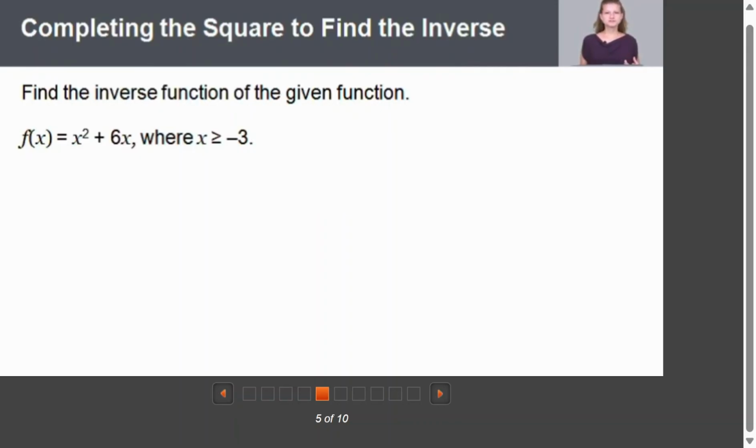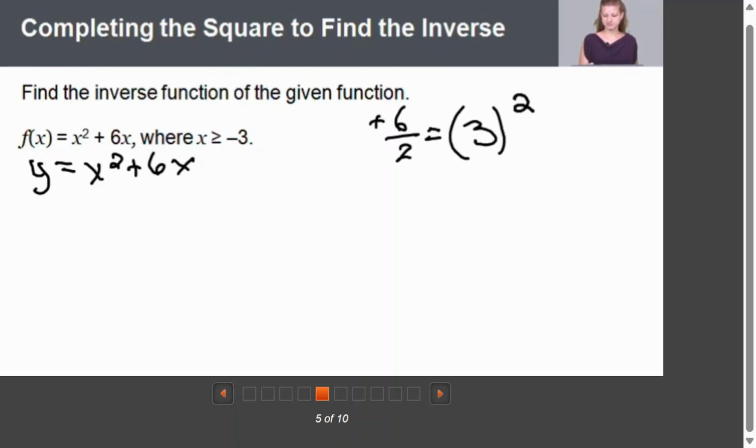So the first step is to rewrite your function in terms of x and y. So we have y equals x squared plus 6x. What we're going to do is complete the square now, and then we'll interchange our x and our y values. In order to do that, you take your b term, which is positive 6 in this case, divided by 2. You get positive 3, and positive 3 squared is 9. So I'm going to add 9 to both sides of my quadratic. Plus 9, plus 9.